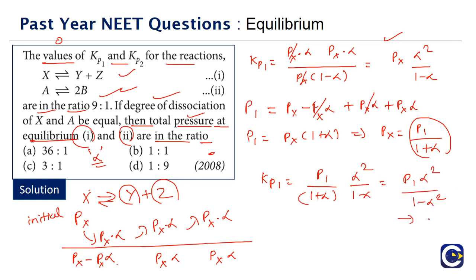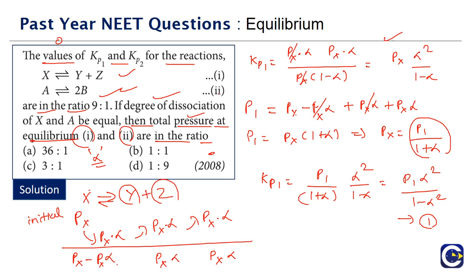So let us keep it as equation 1. This is the final equation we are getting for the first equilibrium. So what is the equation we have? Kp1 is equal to P1 into alpha square by 1 minus alpha square. So how is the 1 minus alpha square coming? Because 1 plus alpha into 1 minus alpha is like a plus b into a minus b.